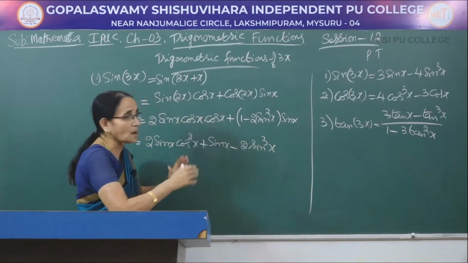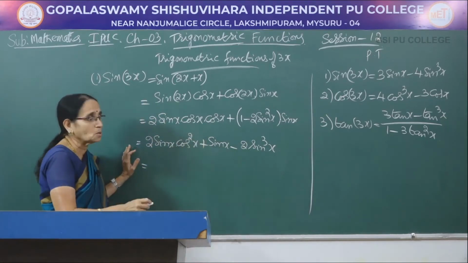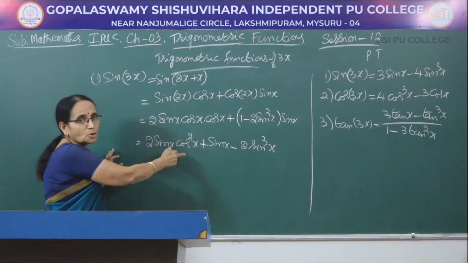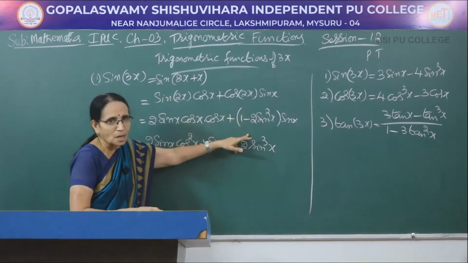Almost half of the answer we have obtained. So everything is in terms of sin only. Only here this has to be eliminated, cos square. Here, see, I made use of the multiple angle formula.